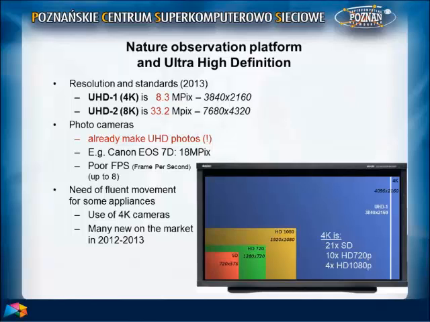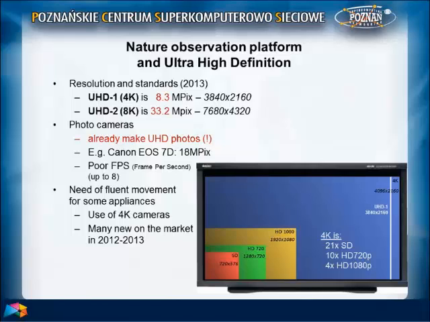So the ultra high definition 1 standard is about 8.3 megapixels. You can see the resolutions of them. Ultra high definition 2 is related to 8K, and is 33 megapixels.